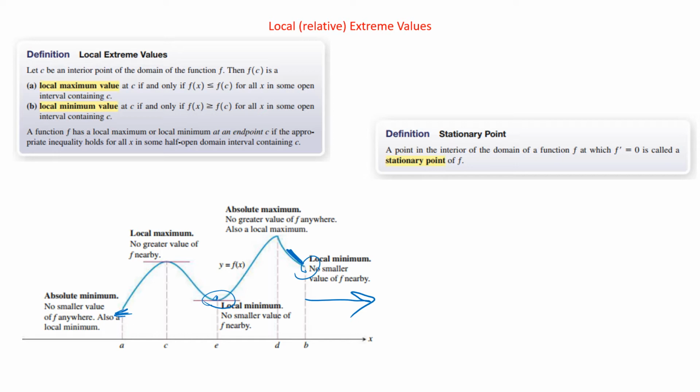We also have some local maximums. That one, it's not the highest. The highest one's over here, but everywhere around it, you're going downhill. So that's a local maximum. The absolute one is also a local maximum. It still counts. It's the local and an absolute. So the absolute ones also count as the local. Same thing with this absolute minimum. It also counts as a local minimum.